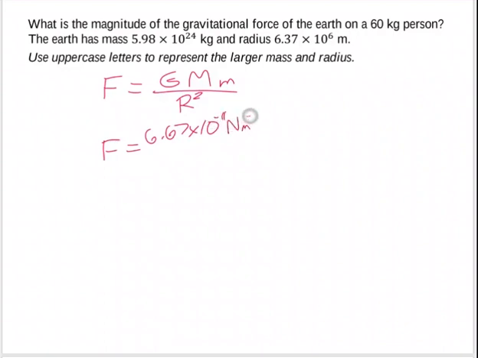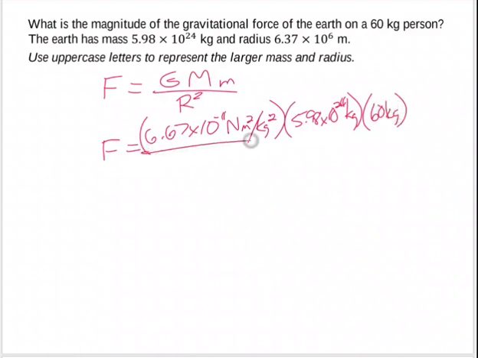squared divided by kilograms squared, times 5.98 times 10 to the 24th kilograms, then times 60 kilograms, divided by the radius of 6.37 times 10 to the 6th meters squared. Now we know the units are going to work out here on the basis of the last problem, so we can type into our calculators.